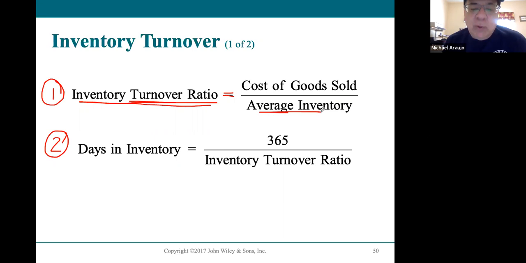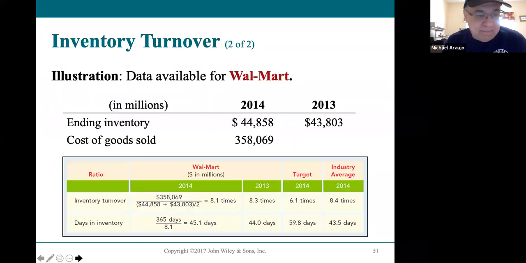Once you do this math here, you'll get an inventory turnover ratio that tells you how many times a year a store is basically selling out and restocking itself. Once you get the inventory turnover ratio, you can put that number below 365, the number of days in a year, to find out how many days you're keeping your inventory before it's sold out. Okay, so these are the two financial analysis pieces you need to know, and here's an example of those.